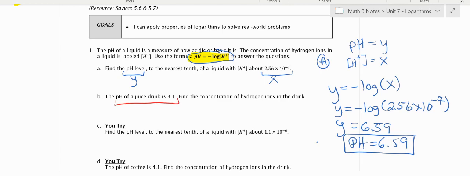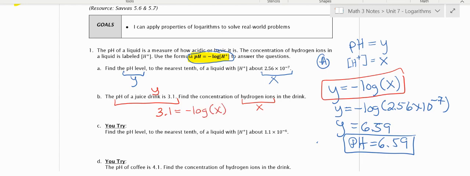For part B, it's the same thing. So the pH this time they give us is 3.1. So pH we said was a Y value. We're trying to find hydrogen, which is our X value. And we're going to do the same thing. I'm going to use this rewritten equation so it's a little friendlier to look at. So 3.1 equals the negative log of X.